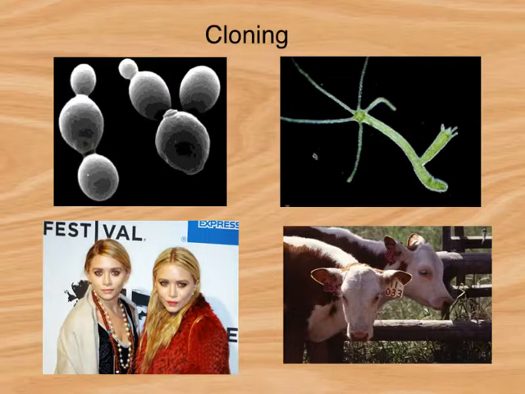Cloning actually occurs all the time in nature. In fact, twins are nature's clones. And it doesn't just happen in animals. It happens all the time in yeast cells and even in Hydra. Of course, bacteria also reproduce asexually. Any type of asexual reproduction will produce a clone. A clone simply means a genetically identical cell.